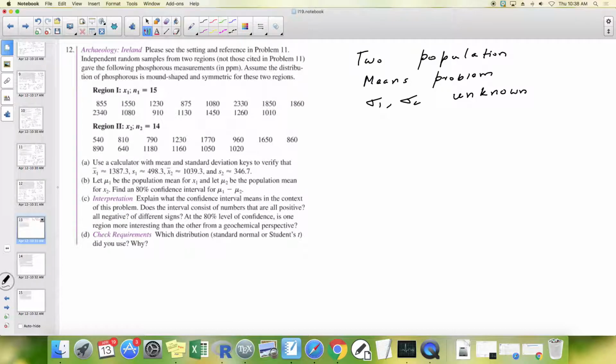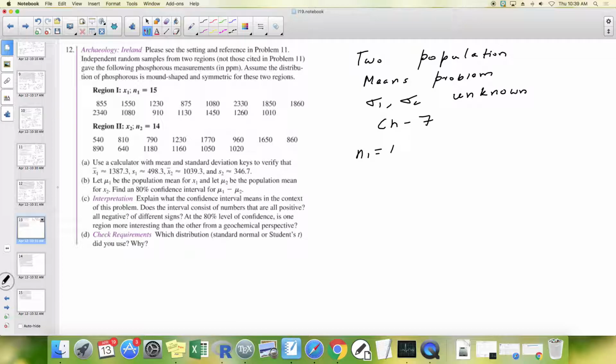Next, is it a chapter 7 problem or a chapter 8 problem? That means, is it a confidence interval problem or a testing problem? So read part B that clearly tells you find the 80% confidence interval for mu1 minus mu2. So it's a confidence interval problem. That means a chapter 7 problem. Okay, so let's write down the data we have.